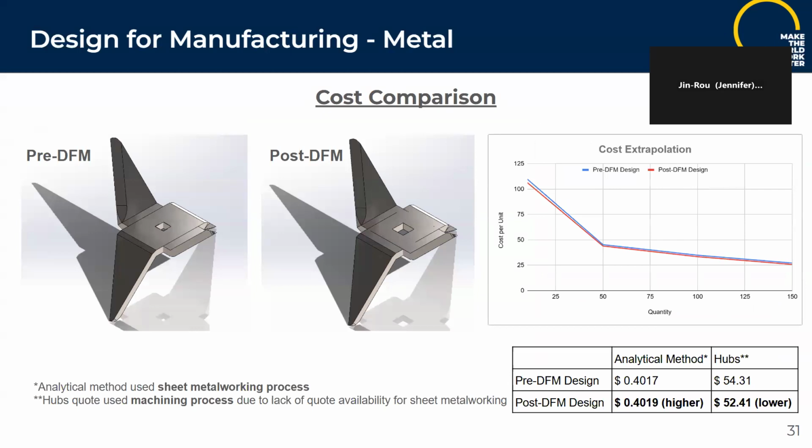For cost comparison, we use sheet metal working for the analytical method, while for the hub quote, we use CNC machining since sheet metal working is not available. The sheet metal analytical model predicts higher cost after redesign due to increased piercing length, while the hub's CNC machining quote is lower because a wider slot allows a larger cutter.